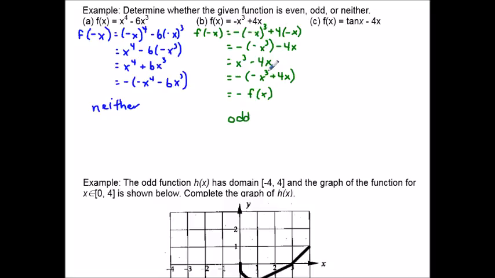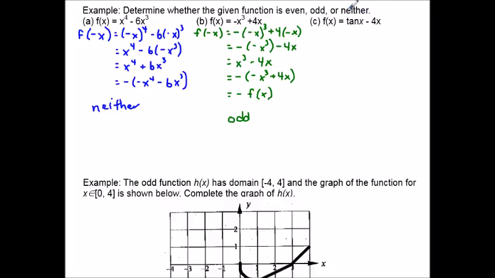You can also look at it in terms of when I was in this step here, my numbers were exactly the same, but every sign was the exact opposite of my original. So I had -x cubed, and here it's positive. I had a positive 4x, and here it's negative. As long as every single one is opposite, you can state that it's odd right from this step here.